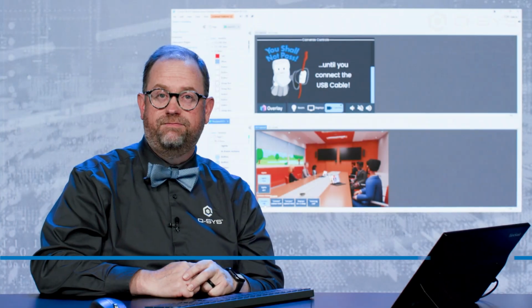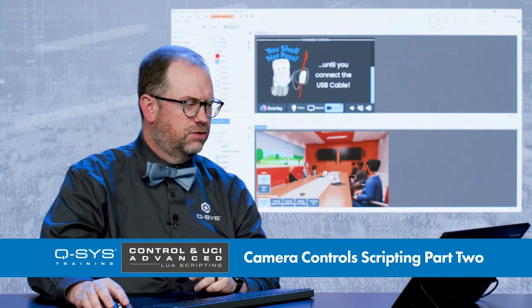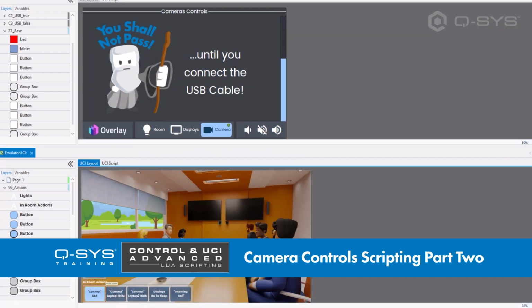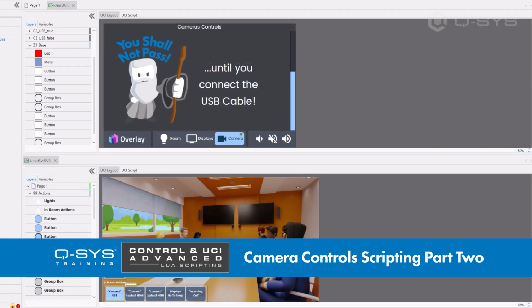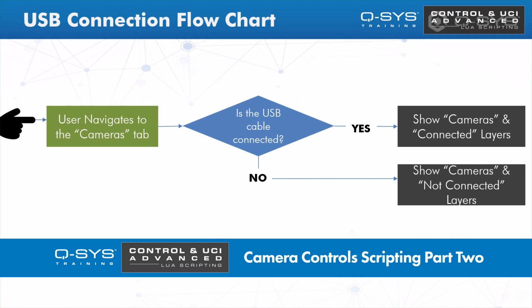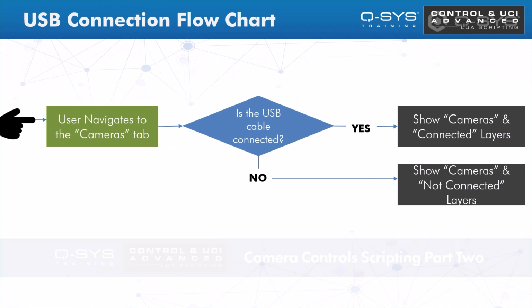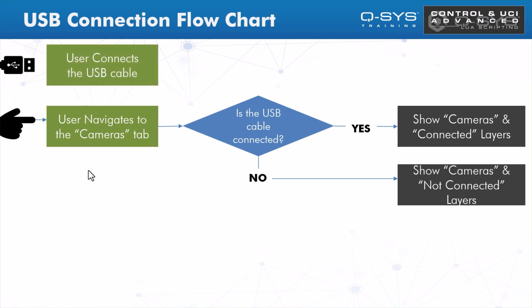We have to write a little bit more code. So let's think about this extra code that we're going to need to write. Coming back to our flow chart, something that's going to help us think is, well, let's think. If I plug in the USB cable, then what needs to happen? All I need to do is show the cameras and show the connected layer. Okay, that seems pretty easy.